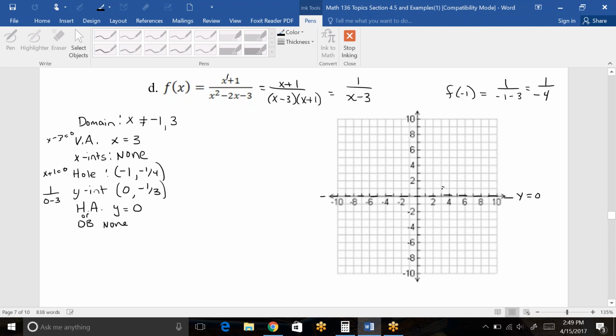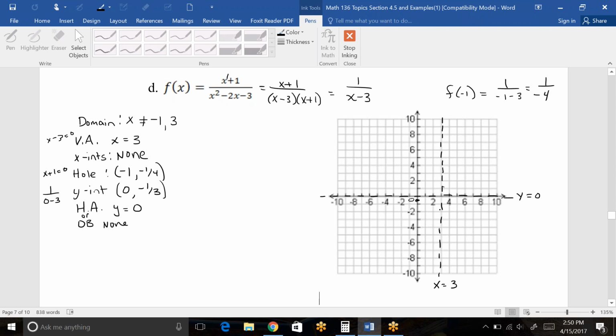X equals 3 is my vertical asymptote. I have a y-intercept of (0, -1/3), so that's down there. I have a hole at (-1, -1/4), so there's a little open circle here. Kind of hard to draw. And then that's it for all that information.